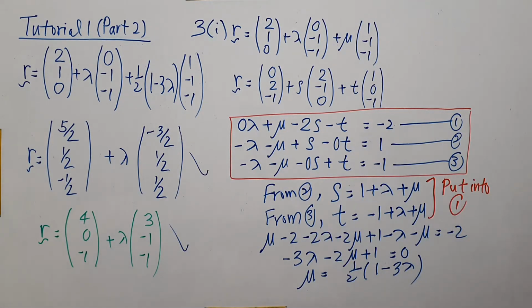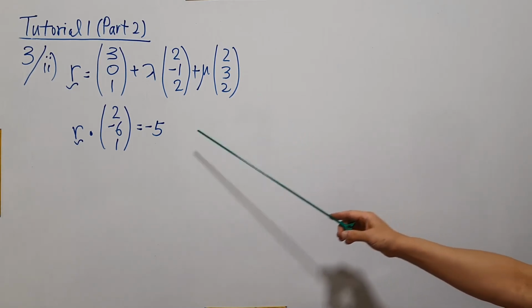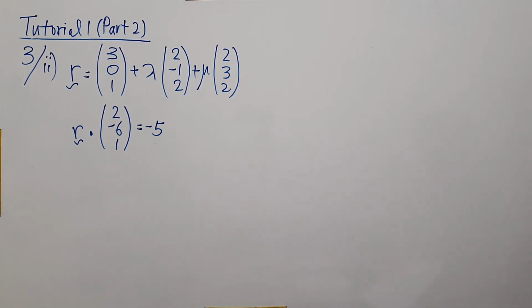And that is question 3 part 1. In tutorial 1 part 2 question 3, we are on question 3 part 2. In question 3 part 2, you're given two equations. Now it's a parametric and dot product, right? So again, we want to find the intersecting line between these two planes.